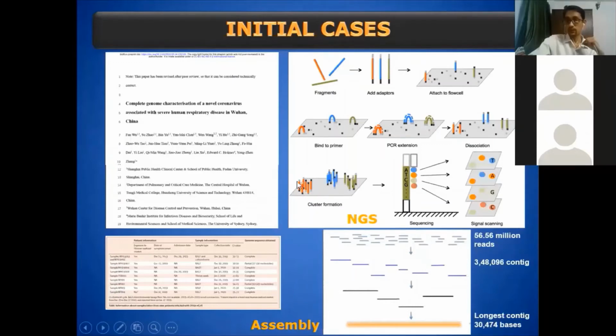order. So this sequence reflects a sequence of 150 base pairs randomly from anywhere in the genome. So that's how they get the reads of 150 base pairs. Around 56.56 million reads were obtained in the first genome sequences.